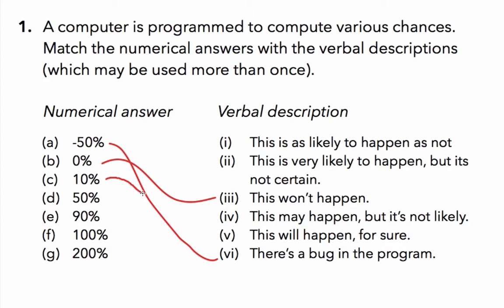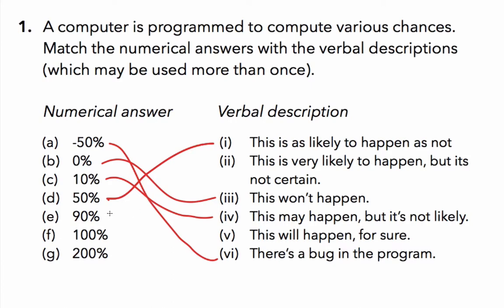Likelihood C, 10%, is something that is not very likely to occur. So the fourth verbal description is the best fit for this answer. It could happen, but the probability is not particularly high. The next outcome D, 50%, is one that we use in everyday language. We sometimes hear people say that there's a 50-50 chance of something occurring. This roughly translates to, this is as likely to happen as not.